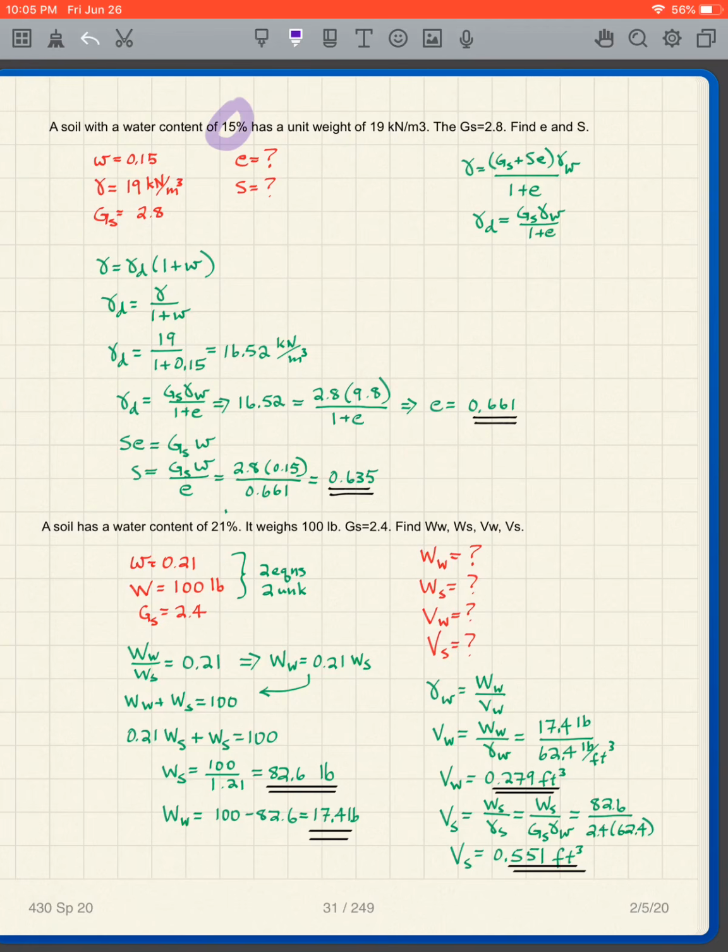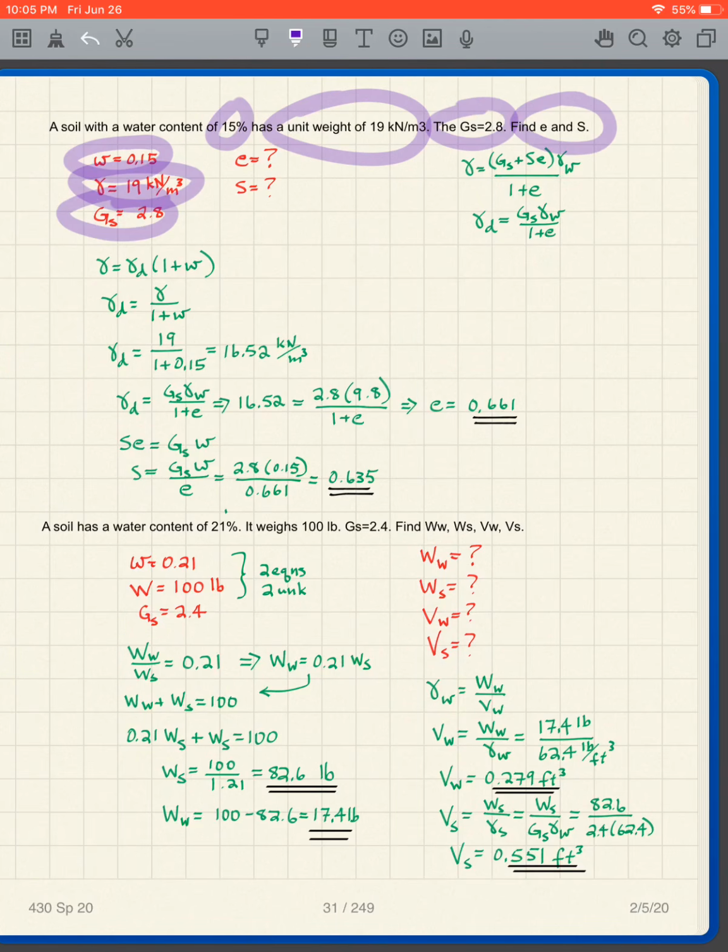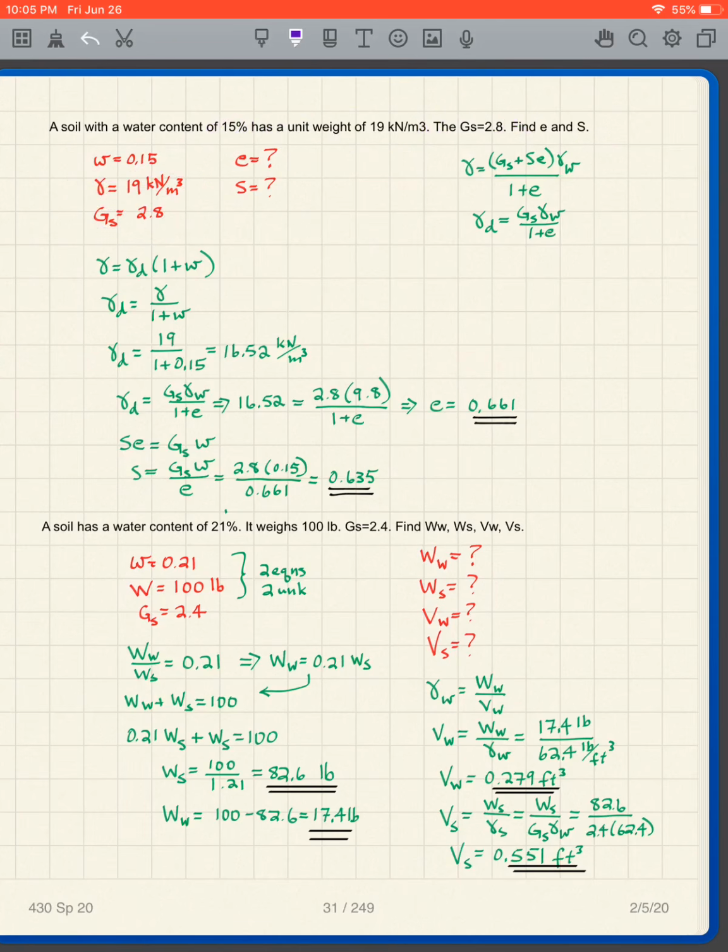given. The water content is 15%, right? Small w is 0.15. It has a unit weight of 19. Gamma is 19 kilonewtons per cubic meter. The G sub s is 2.8. We write G sub s equals 2.8. And then I'm asking you to find void ratio and degree of saturation, so I write e equals question mark, S equals question mark. That just gives you a feel for it, so you're not starting out blindly.